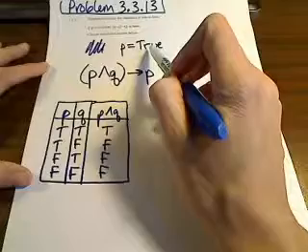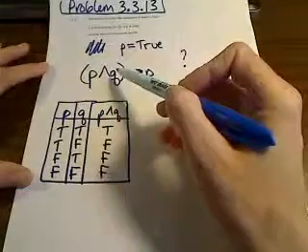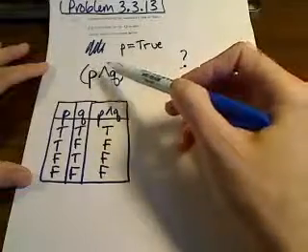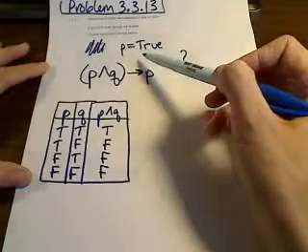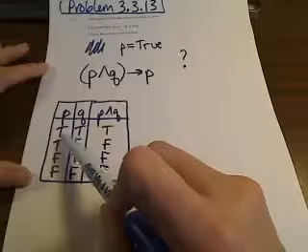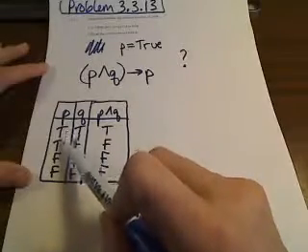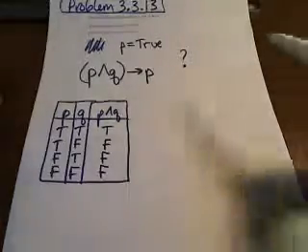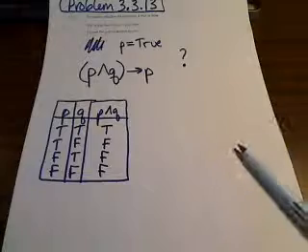Now let's analyze this. If they're saying that P is true, we want to ask ourselves, can I identify the truth value of P and Q given that P is true? Let's take a look at it. If P is true, I have one of these two situations.